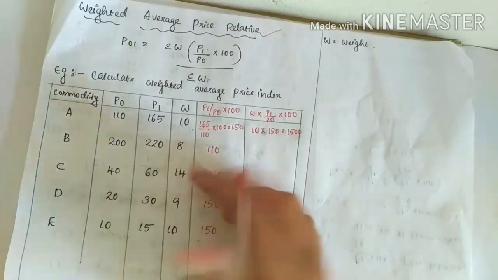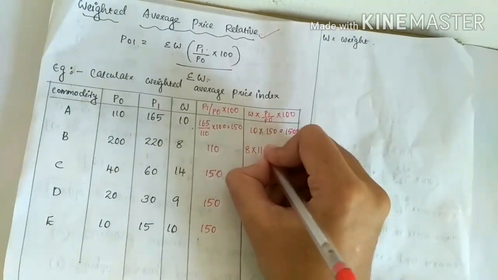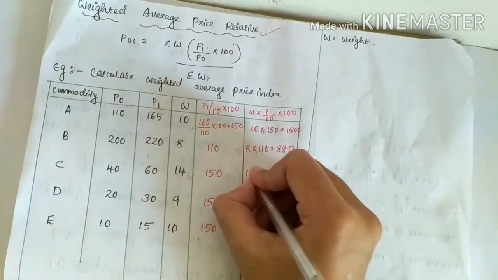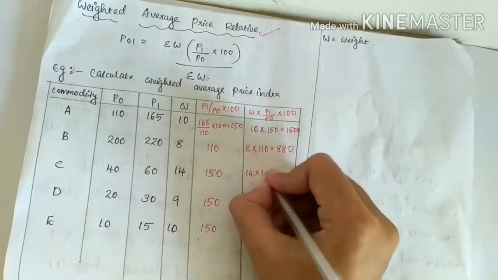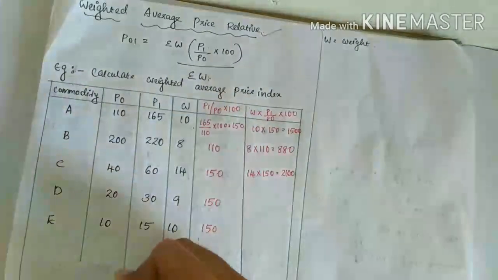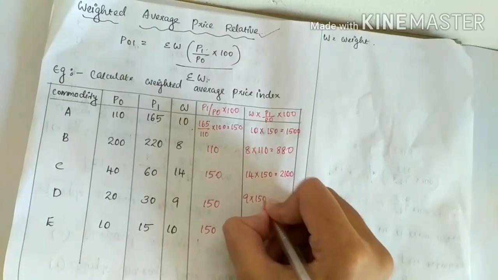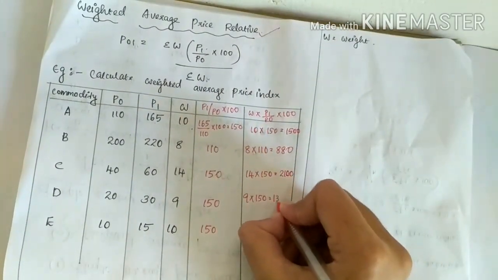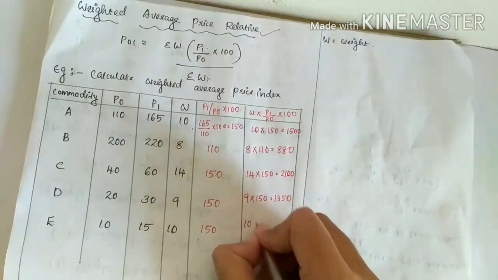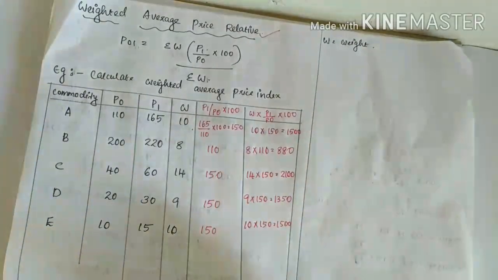Then weight is 8. 8 into 110 is equal to 880. Then weight is 14 into 150. The answer is 2100. The next one, 9 into 150. The answer is 1350. The next one, weight is 10. 10 into 150. The answer is 1500.